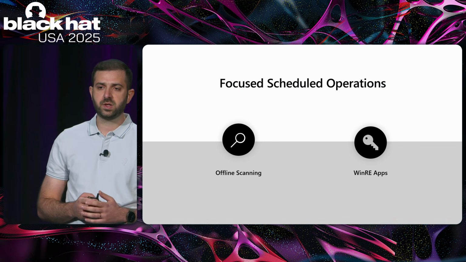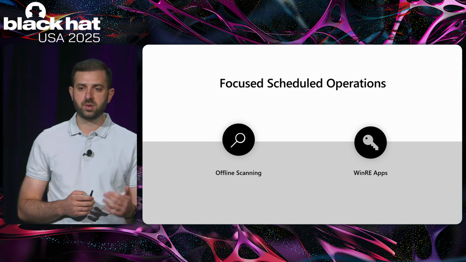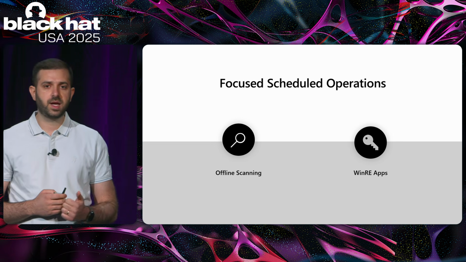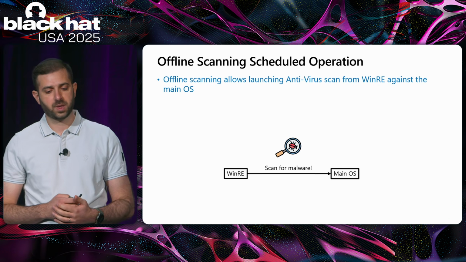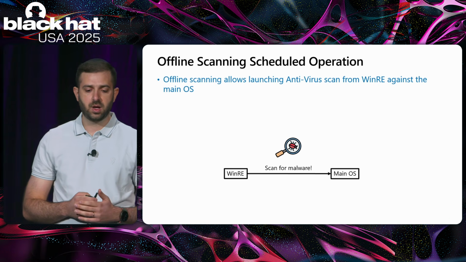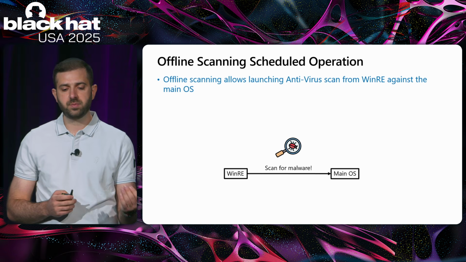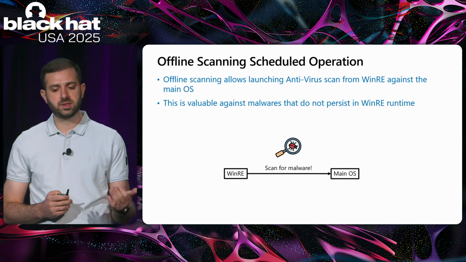Today, we will talk about two scheduled recovery operations that can get arbitrarily executed by modifying the state in ReAgent.xml. First, offline scanning, and then WinRE applications. Starting with offline scanning operation. This operation allows running AV scan from within WinRE against the main OS volume. It is mainly used against malware that does not run inside WinRE.